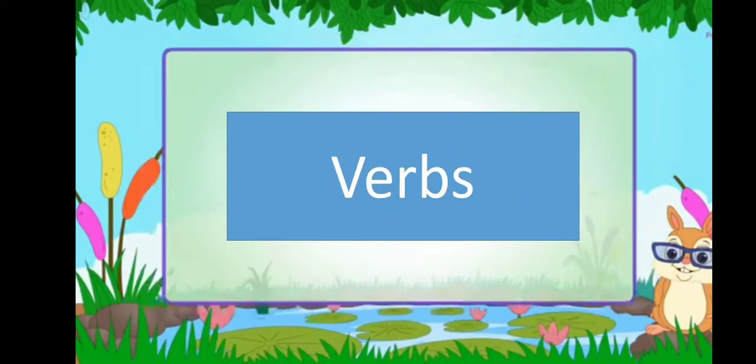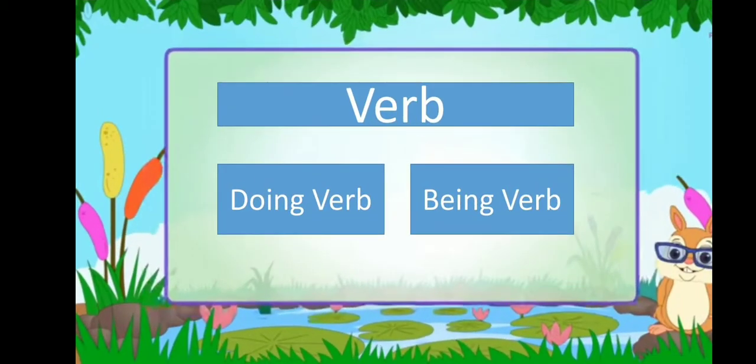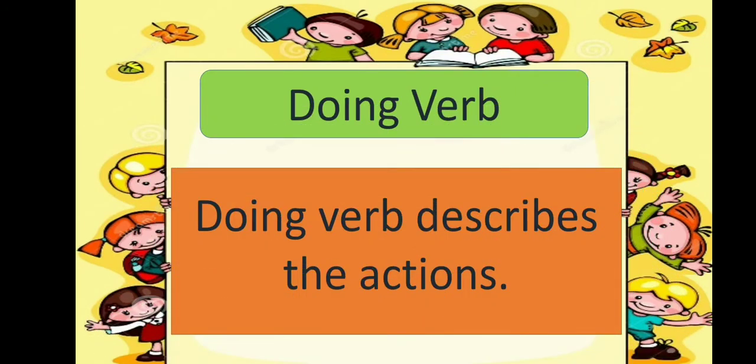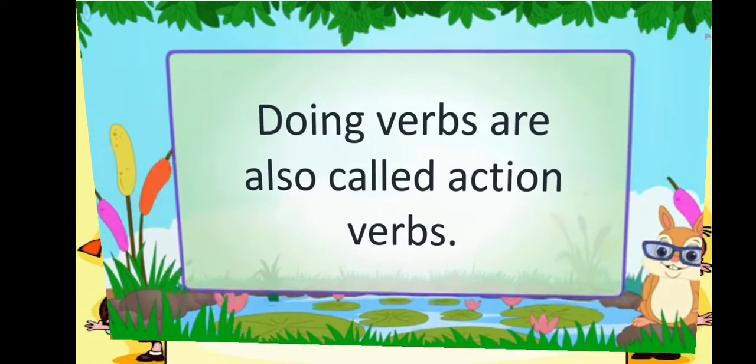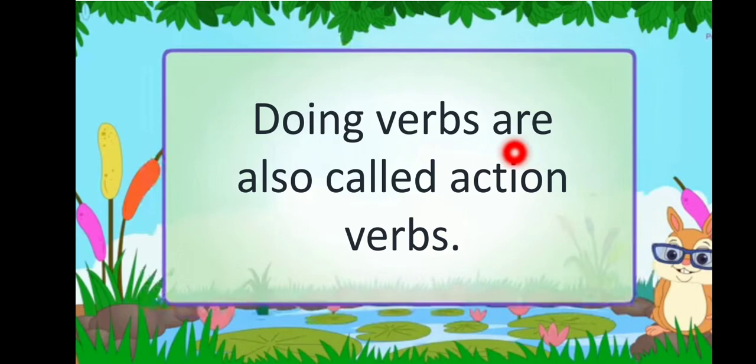We have already done verb in Unit 1. But in today's lesson, we are going to revise the types of verbs: doing verb and being verb. What is doing verb? Doing verb describes the action. Doing verbs are also called action verbs.